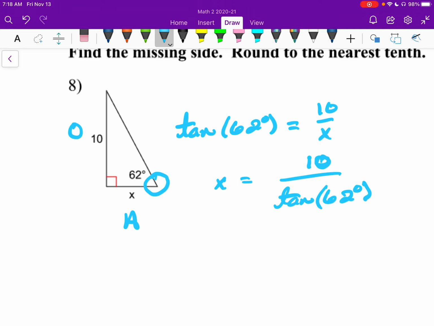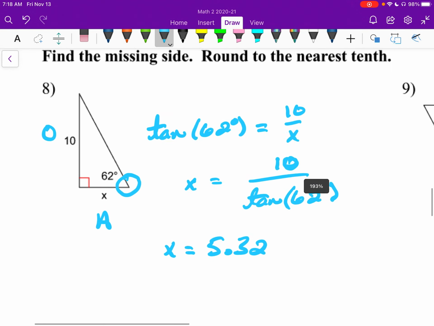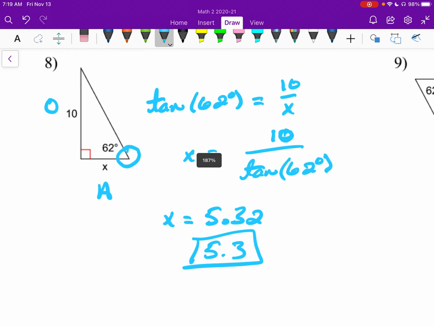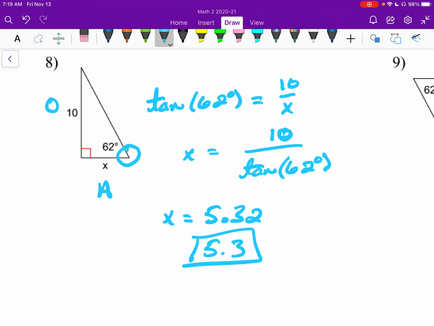So what I'm going to do here is type in 10 divided by tangent of 62, and x is 5.32. Do I need to round to the nearest tenth? So I'll say 5.3. All right. Almost all of these will give you very ugly decimals, and that's okay. So again, what we said here is all triangles with a 62-degree angle have the same ratio of opposite and adjacent.